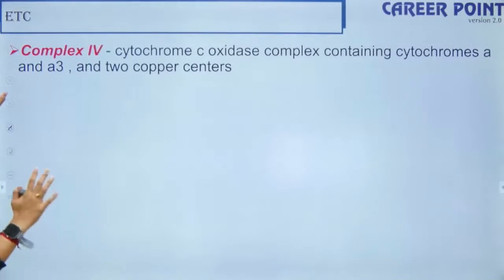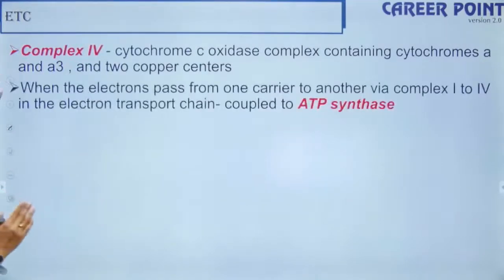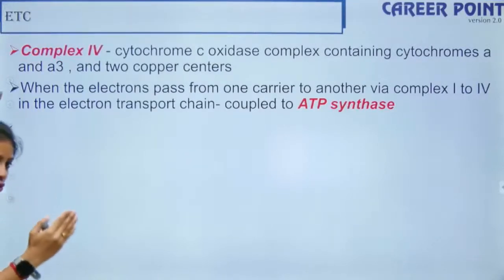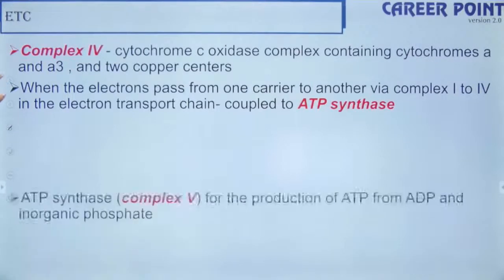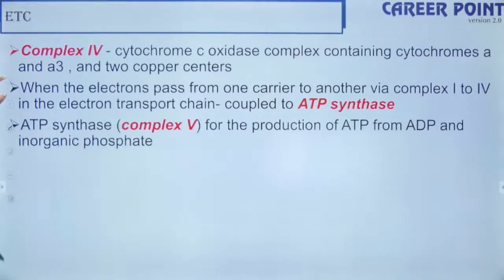So this is talking about the components of complex 4. When the electrons pass from one carrier to the other via complex 1 to 4, the electrons are finally coupled to the ATP synthase. So after it reaches all the 4 complexes, it reaches the 5th one, that is your ATP synthase.